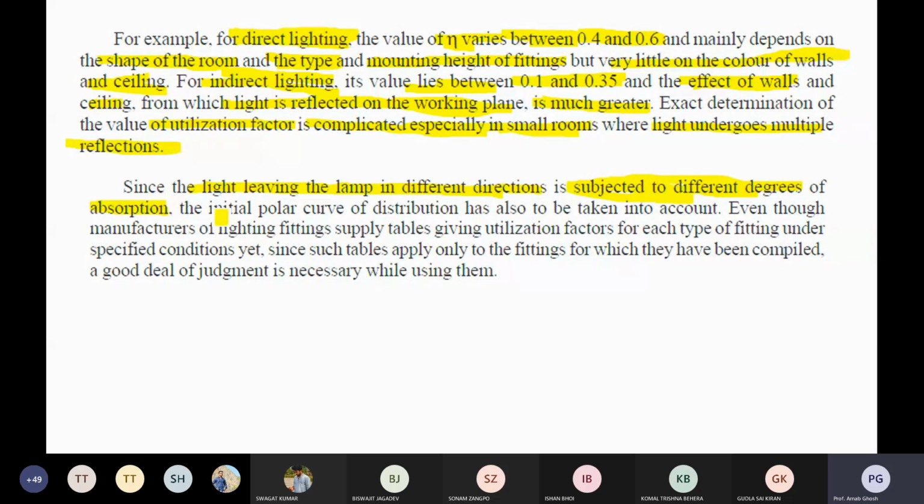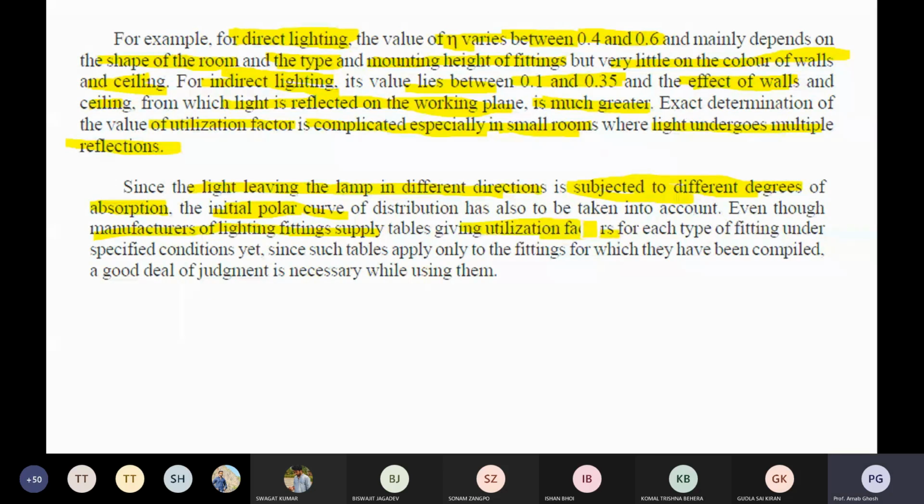Manufacturers of lighting fittings supply tables giving the utilization factor of each fitting under specific conditions. Since such tables apply only to the fittings for which they have been compiled, a good deal of judgment is necessary while using them.